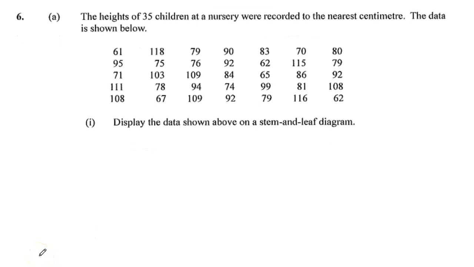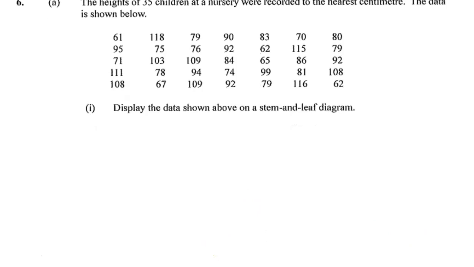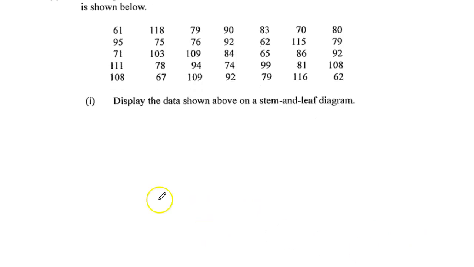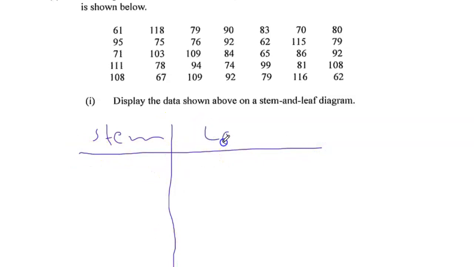The heights of 35 children at a nursery were recorded to the nearest centimeter. The data is shown below. So we have, there should be 35 numbers. Display the data shown above on a stem and leaf diagram. So let's do our stem and leaf diagram. So let me do the stem over here, and then the leaves on the right.